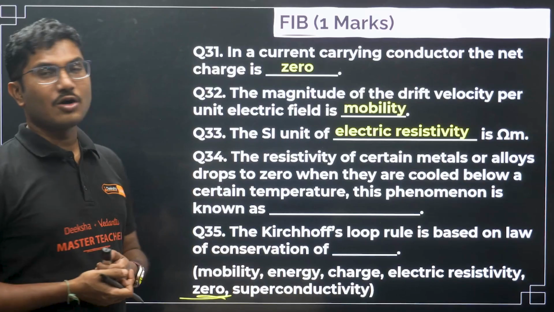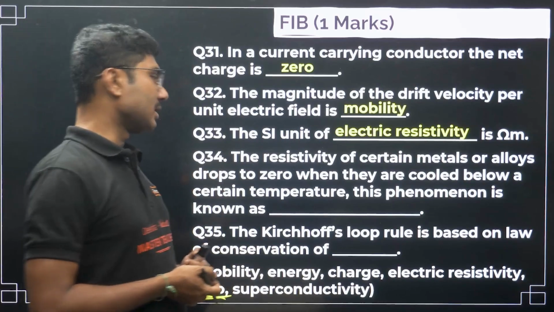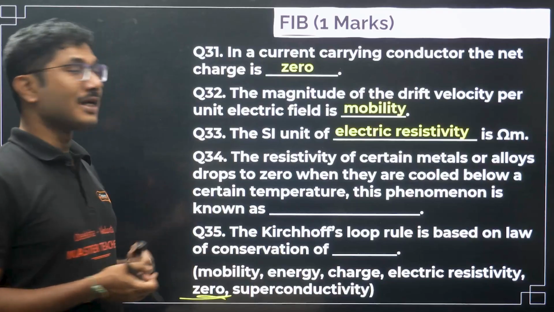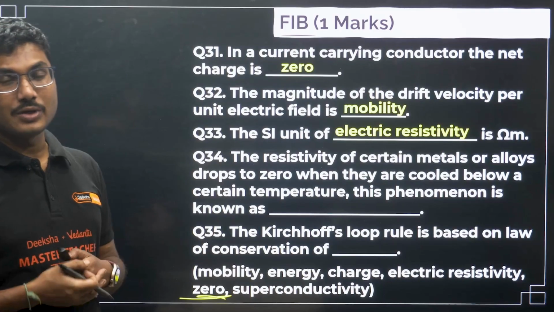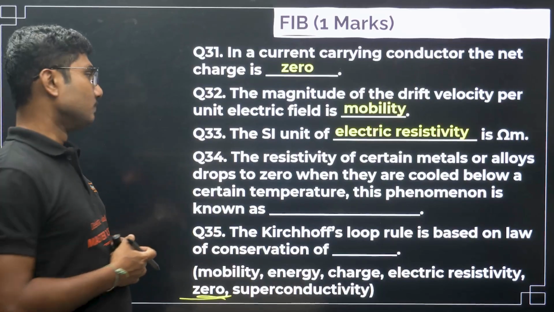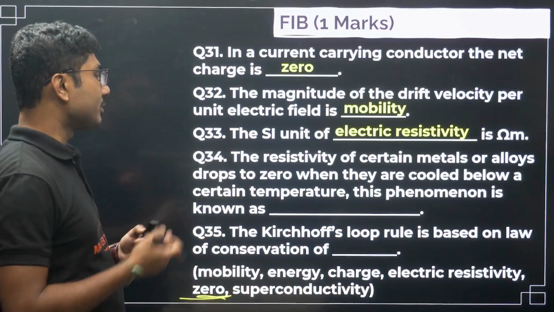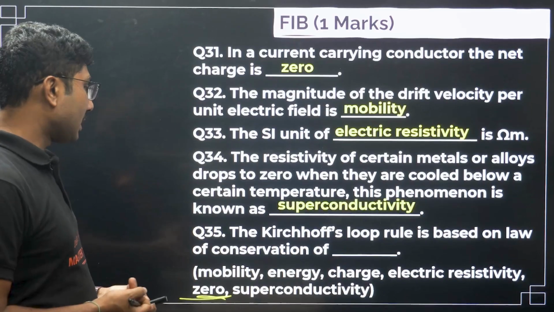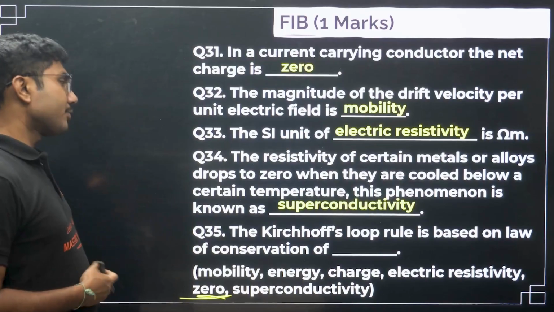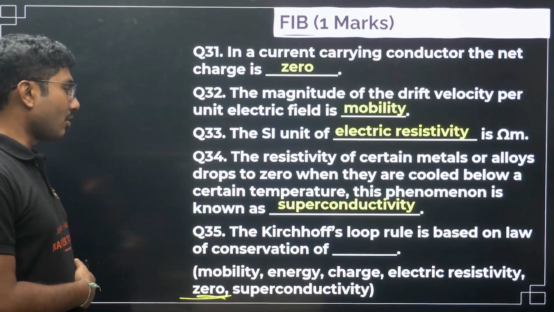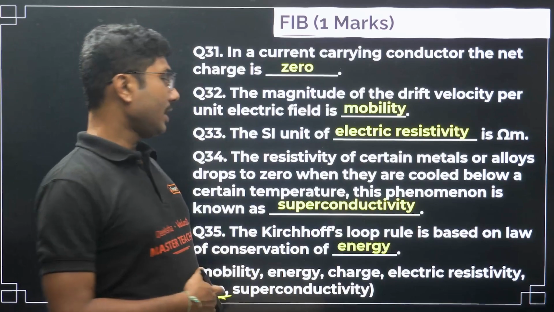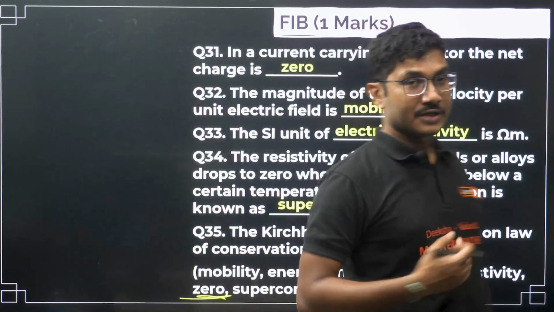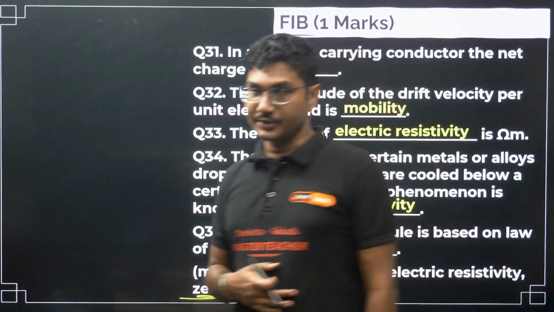This is basically called superconductors. Superconductors are those whose resistance becomes 0 if you cool them close to absolute 0. So they are cooled below a certain temperature. The phenomenon is known as superconductivity. The Kirchhoff's loop rule is based on the law of conservation of charges. Okay, loop rule is conservation of energy, and junction rule is conservation of charges, right?